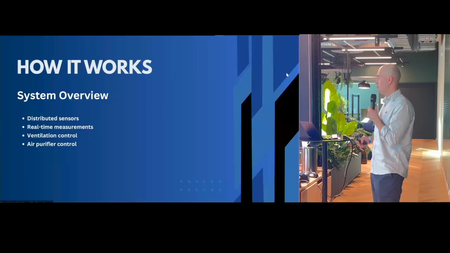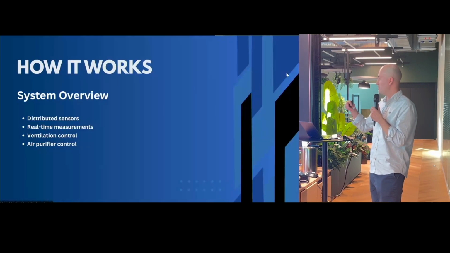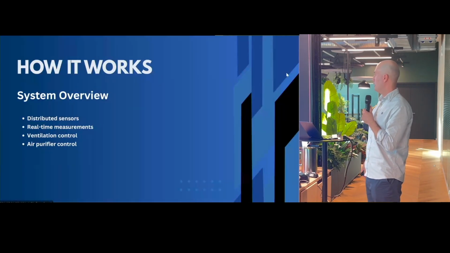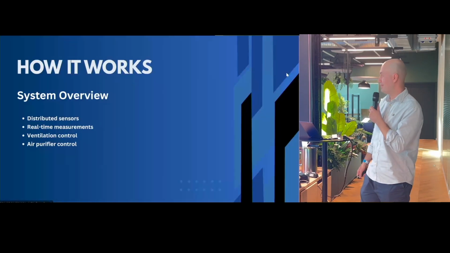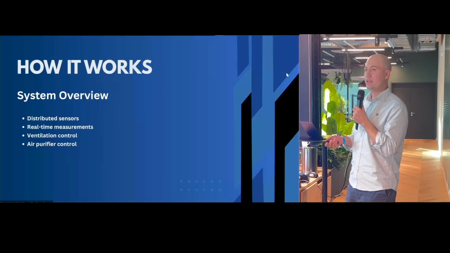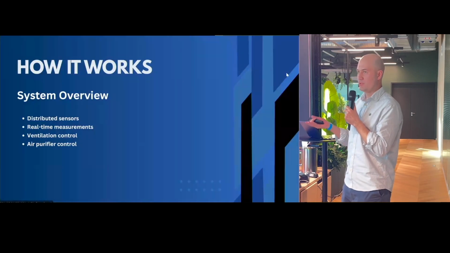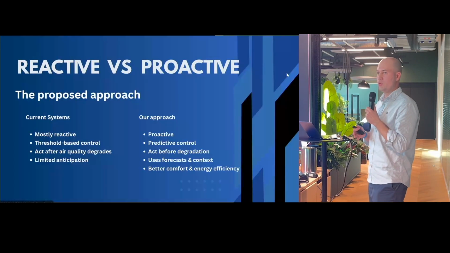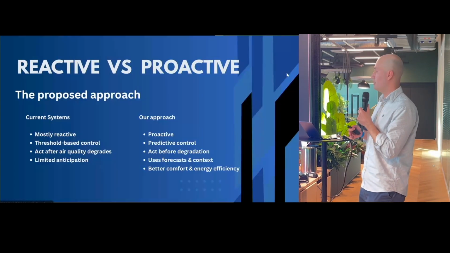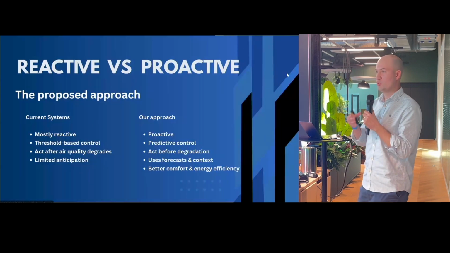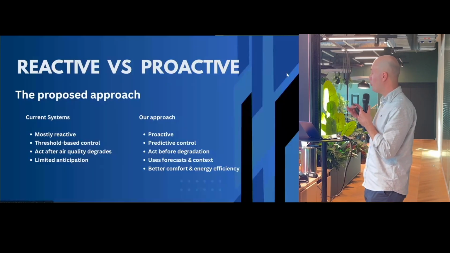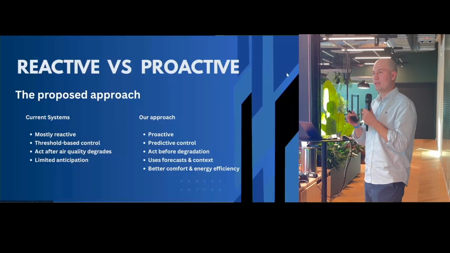The idea is to have a system that measures the data from sensors distributed around the house, and then of course activates ventilators and air purifiers according to the state of the air in the house. The idea is to have proactive control of the air. Current commercial systems are mostly reactive. That means they act when an event has happened.